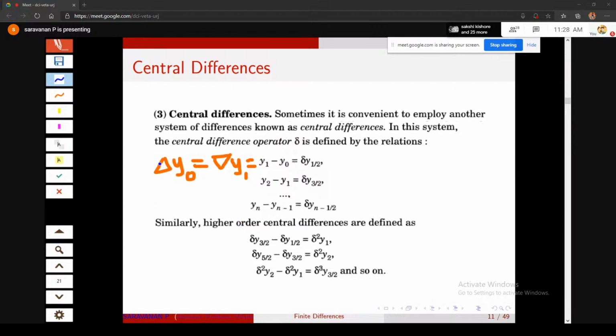Okay. So you can note that all the values are same. In all the three cases, the value is y1 minus y0, but only the notation is different. If you use the forward difference, delta y0, if you use the backward difference, del y1, if you use central difference, small delta y at 1 by 2.